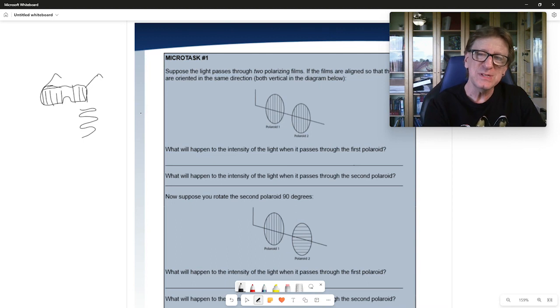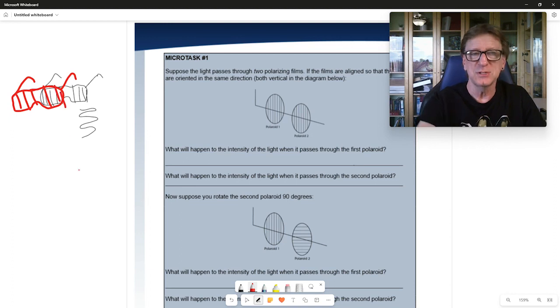All right, now suppose I take 2 of those glasses, and we'll make a red one here. And let's suppose that I put the lenses right on top of each other. So here's my other pair of sunglasses. Now these also have the same polarization, so it's oriented in exactly the same way. That's what we're trying to draw in this diagram here in microtask 1.